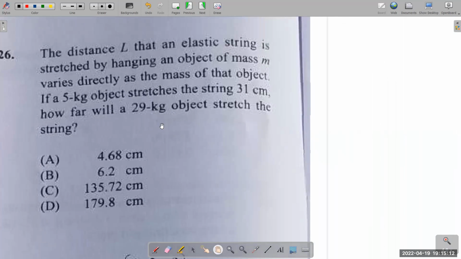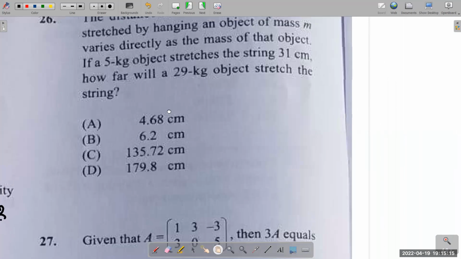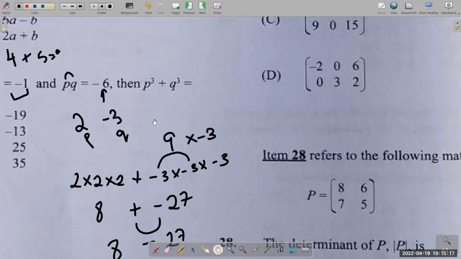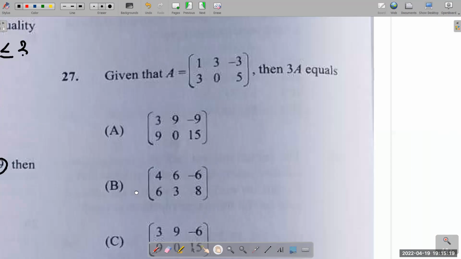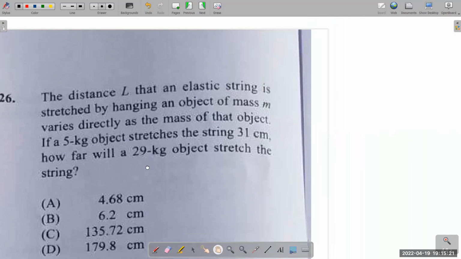Every time I see these worded questions, I'll just be like, oh my God. We answered the last one. That was the last one here. Okay, yeah. Don't forget the negative. Okay, good.